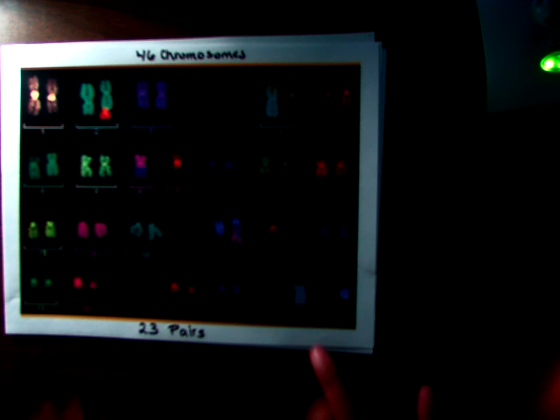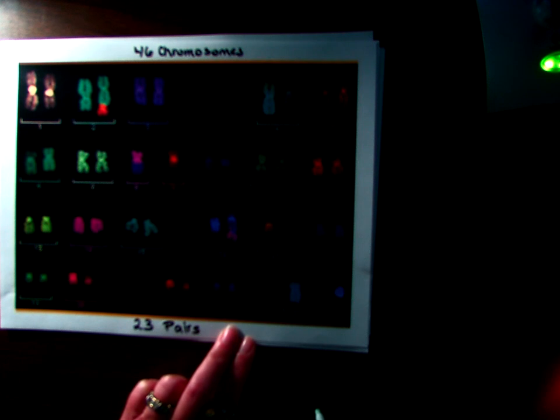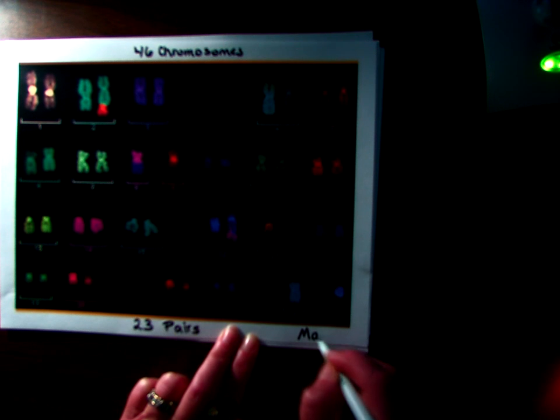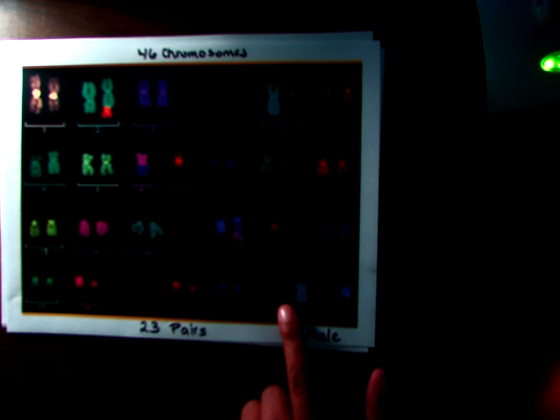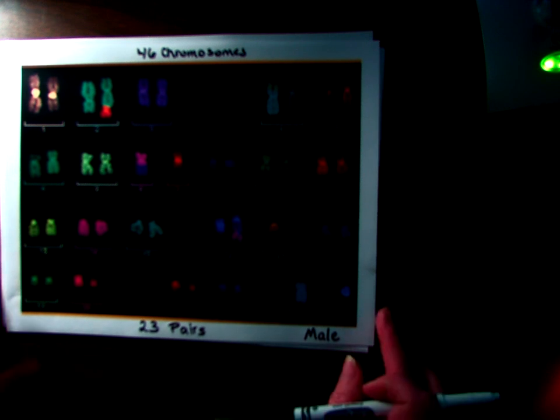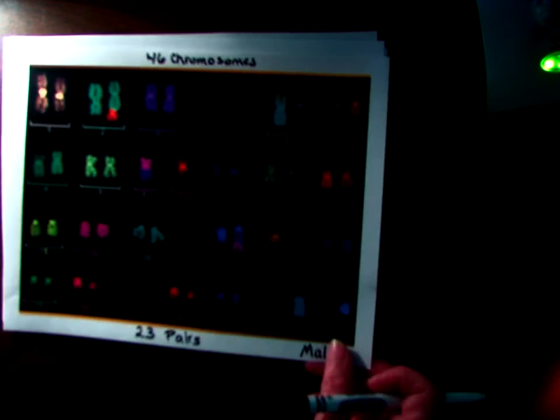What is unique is this one right here down at the bottom. They represent the X and Y chromosome. They are what determine whether you're male or female. This person is a male because it has one chromosome in the X spot and one chromosome in the Y spot. If it were a female, there would be two chromosomes in the X spot, so they would have no Y chromosome. If you have a Y chromosome, you are a male. Okay?